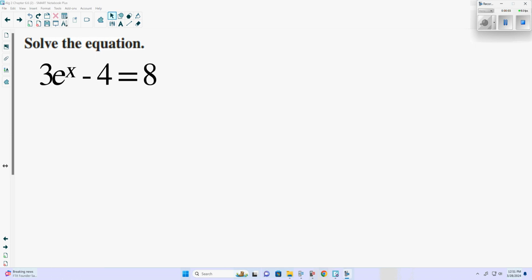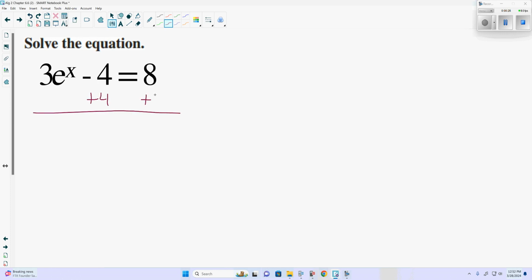Next problem we're looking at is 3 e to the x minus 4 equals 8. When we solve any of these, and this even goes with the next set that we have, we want the term with our variable by itself. So either that be e to the x, or if we have a log with x inside of it, we want it by itself. So here, the first thing we need to do is get it by itself.